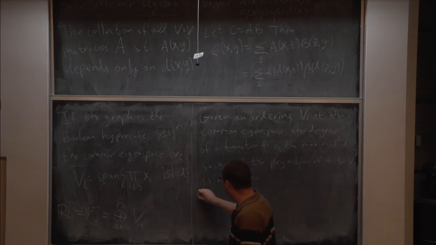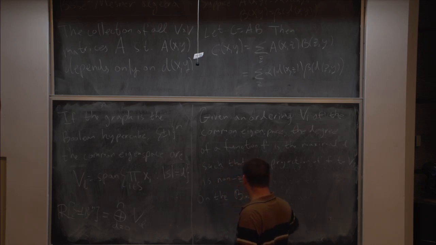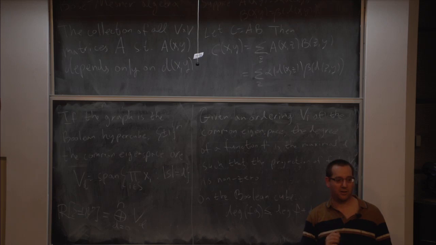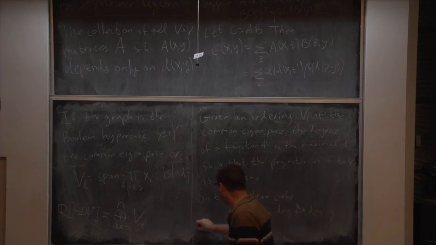Okay, now on the Boolean cube, what we have is that the degree of f times g is at most the degree of f plus the degree of g. And we call a metric association scheme with a specific ordering that satisfies this property Q-metric, or Q polynomial.